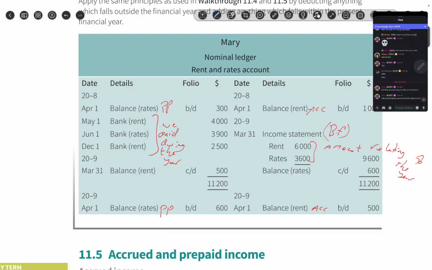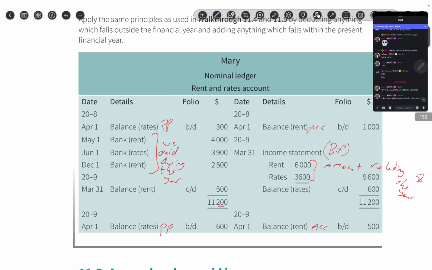But how will you know how to total it? Say if this is 11,200 and this is going to be 10,200, and then 10,000, and then 9,600. Oh wait, I'm so stupid. It's 9,600, okay? Now you don't know how much of that is rent and how much of that is rates. So you're going to do it separately.